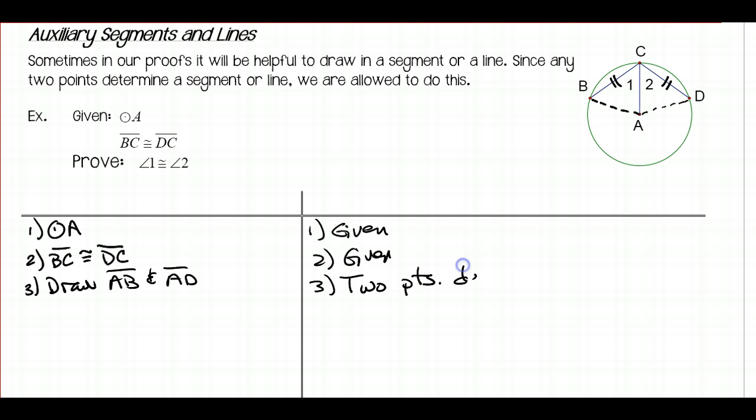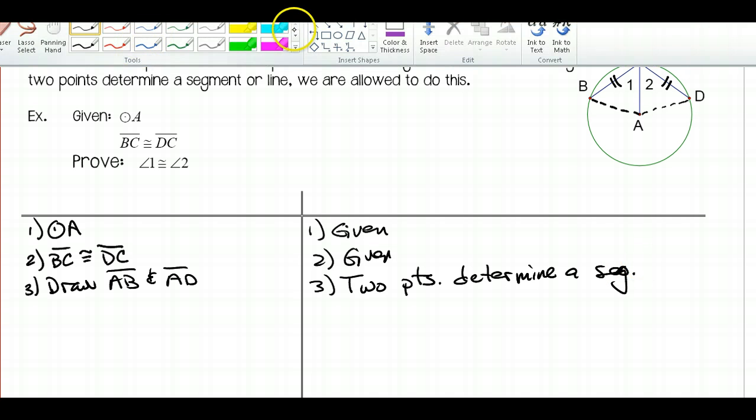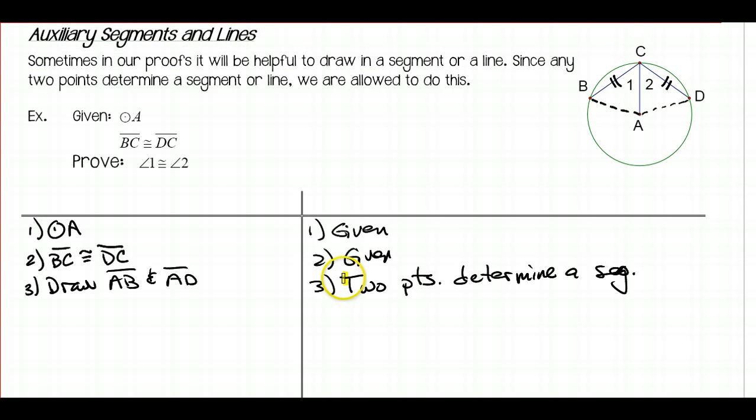points determine a segment. Okay, so this is our reason that we're going to use. 2 points determine a segment. This is a reason that we're going to use when we draw auxiliary segments or lines. Most of the time it'll be segments.